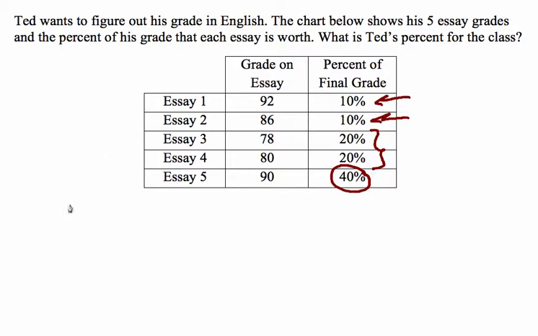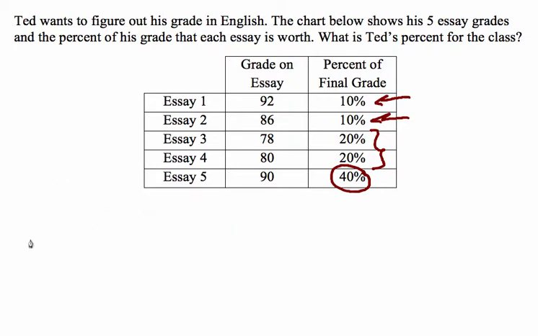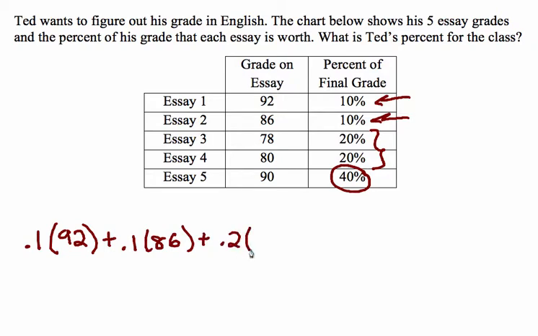Now this is going to affect how we do the average. As I said, normally if we just wanted to average all of his essay grades together, we would add the 5 of them up and divide by 5. Well, we can't quite do that here because that would mean that every essay is worth the same amount. So instead, we're going to say that 10% of the average, or 1/10, comes from 92. So we're going to take a tenth of 92, 10% from 86, 20%, or 2/10, from 78, 20% from 80, and 40% from 90.